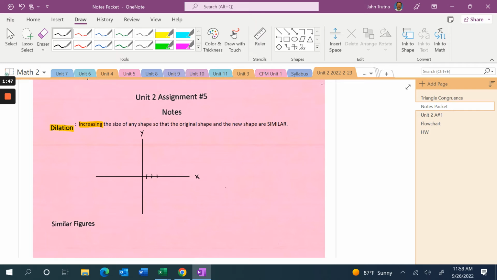So 1, 2, 3, 4, 5, 6, 7, 8, 9. 1, 2, 3, 4, 5, 6, 7, 8, 9. 1, 2, 3, 4, 5, 6, 7, 8, -9. And -1, -2, -3, -4, -5, -6, -7, -8, -9. Okay, and let's plot some points.